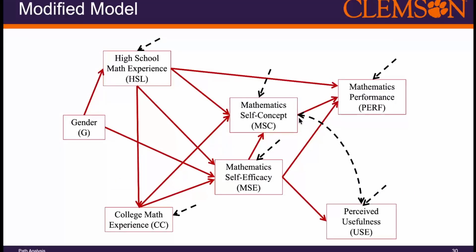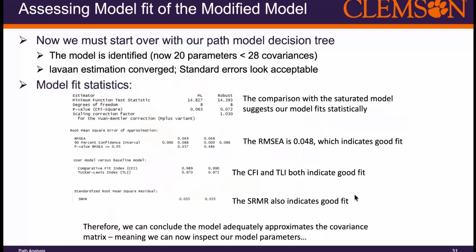So what that looks like is this. I'm adding a dashed double-headed arrow between math self-concept and perceived usefulness. So I did that. And now here is our model fit. So we have to start over with our path model decision tree, our workflow. The model is now identified, right? We have 20 parameters now. We had 19 before. We added one. It's still less than 28 covariances.